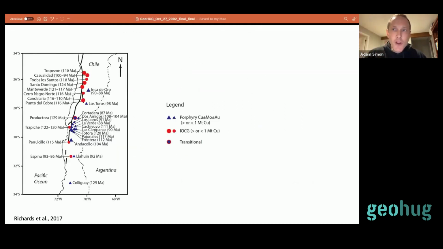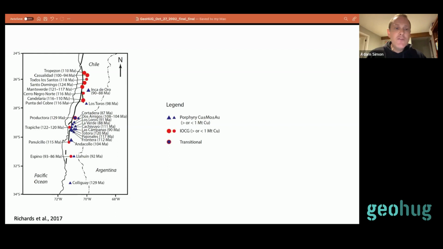People such as Jeremy Richards, who tragically passed away a couple of years ago, have spent a lot of time also trying to understand the evolution of IOCG and IOA deposits. This is a slide I borrowed from a paper that he published in 2017. All I want to do here is plant the teaser that when we look at the Chilean iron belt, we see lots of IOCG and iron oxide apatite deposits, and we see lots of porphyry copper moly gold deposits.